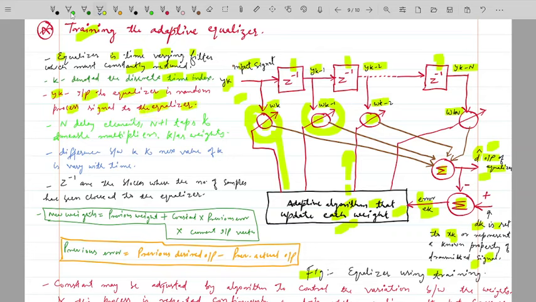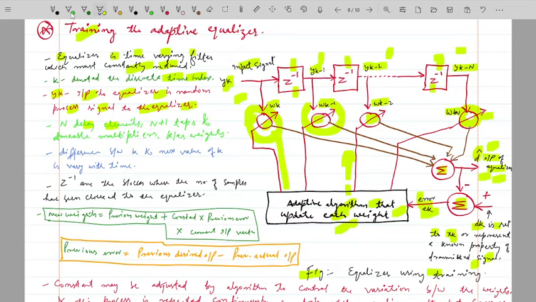Here there are n delays, and n plus 1 taps, and tunable multipliers, which are the weights. These weights work like multipliers. The error signal is multiplied with these weights, and according to this error signal and the adaptive algorithm, each weight is updated to get the estimated output at the equalizer.